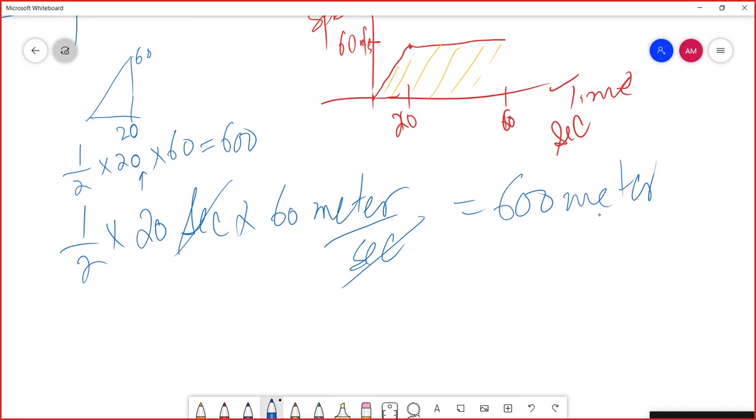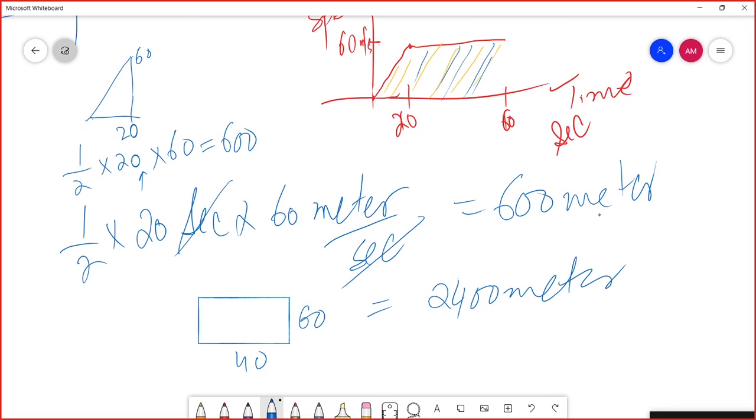And if we find this area, which I am making from 20 to 60, it's a rectangle. So it's a rectangle, 60 times 40, and 60 times 40 is 2,400. 2,400 meters. So in this, how much total has he covered? 3,000 meters. Very interesting. These were very straightforward.